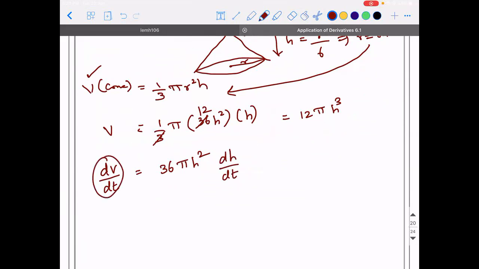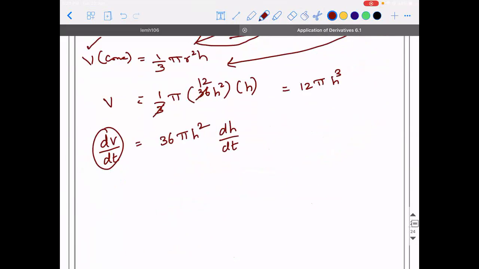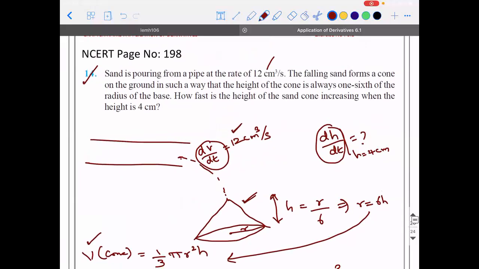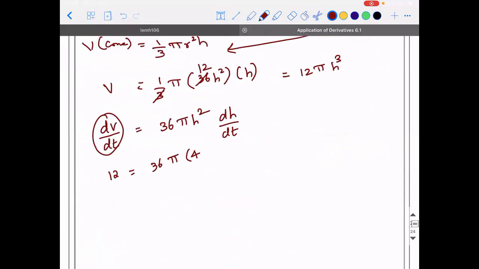But what is dV by dt, guys? It is 12 is equal to 36 pi into, what is the value of height? 4. 4 square into dH by dt. This will get cancelled thrice. So dH by dt will be equal to 1 divided by 16 into 3 is 48. So 1 divided by 48 centimeter per second. This is the rate at which the height is increasing.